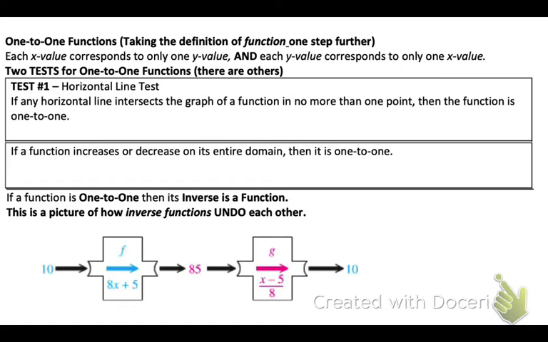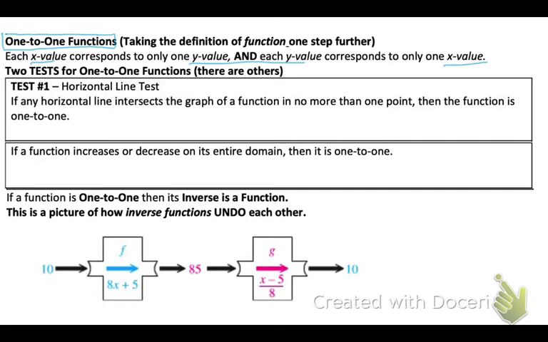All right, as we step into the idea of inverse functions, we need to talk about another definition, something called a one-to-one function. This is taking the definition of just a function one step further. So remember, the definition of a function is for each input there's exactly one output. With a one-to-one function, however, each x value corresponds to one y value, and each y value corresponds to only one x value. So this is what a one-to-one function is.